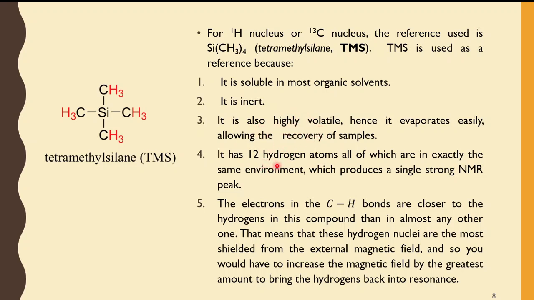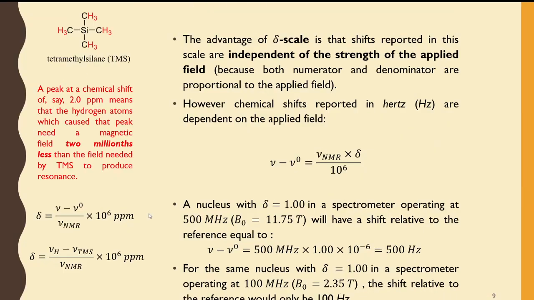Okay, and there are 12 hydrogen atoms, as you can see here, and they are all in the same environment. Because they are in the same environment, you only see a single strong peak in NMR at 0 ppm. Okay, and the electrons in the CH bonds are closer to hydrogens than in almost any other. That means that these hydrogen nuclei are the most shielded from the external field. So really, this is the reason why TMS is used as the reference.